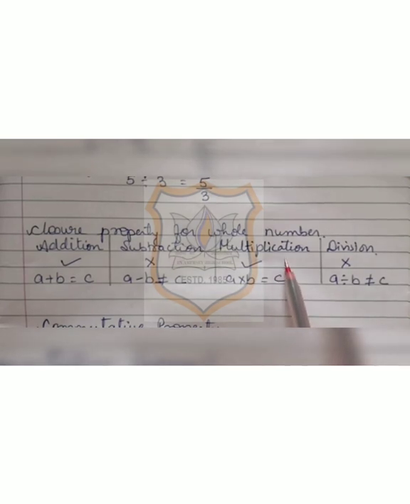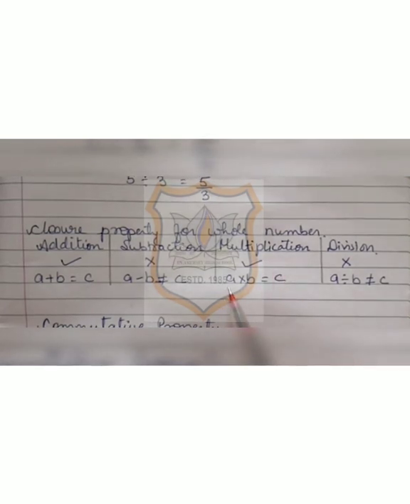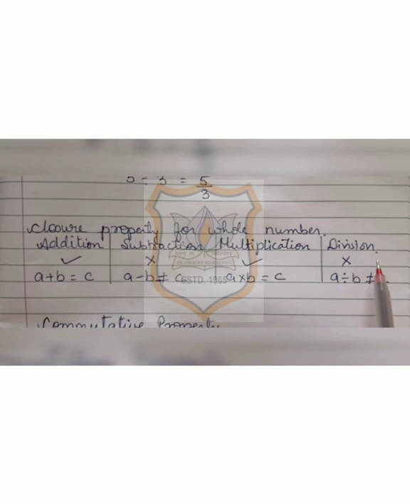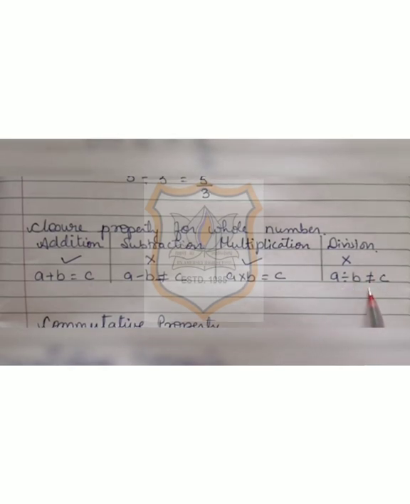Closure property for multiplication also works because a multiplied by b is equals to c. By multiplying two whole numbers, we get the answer in a whole number. But the closure property for division does not work. A divided by b is not equals to c. By dividing two whole numbers, we can get answers as whole number, fraction or in a decimal fraction. So the closure property for whole numbers works for addition and multiplication and not for subtraction and division.